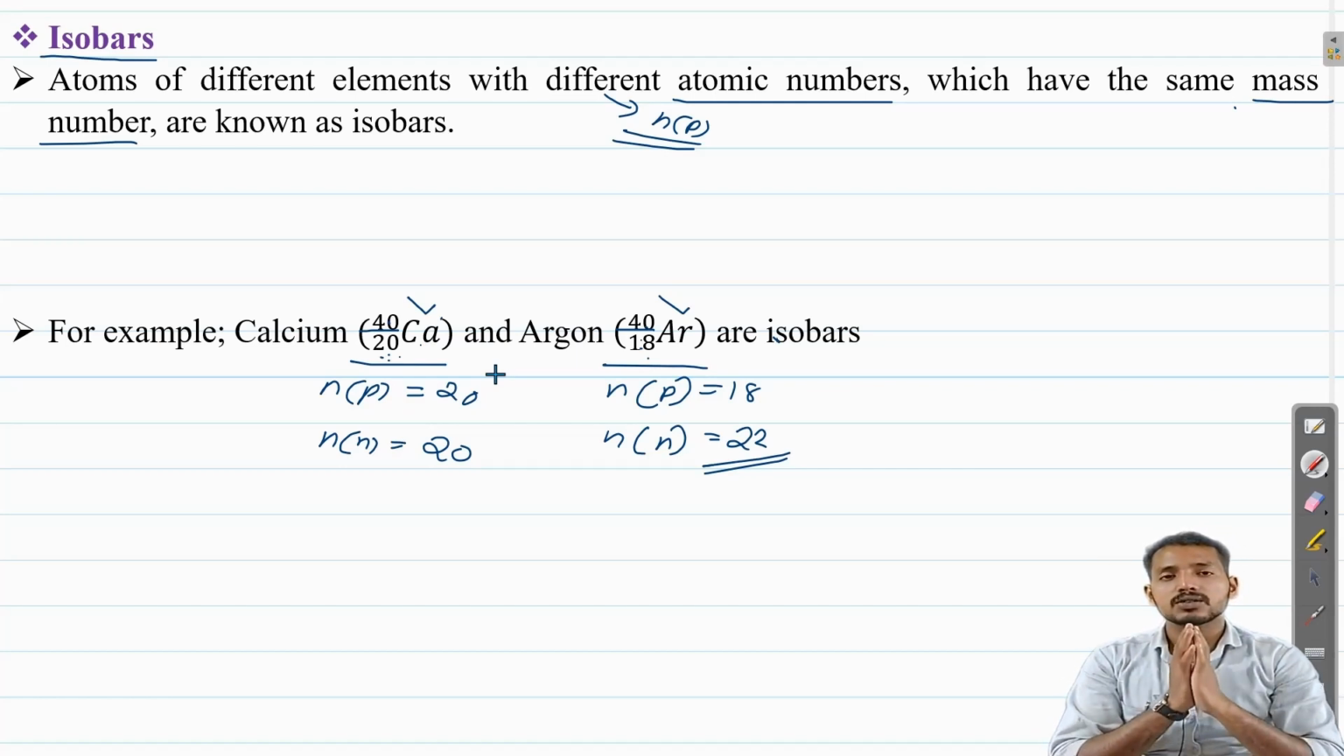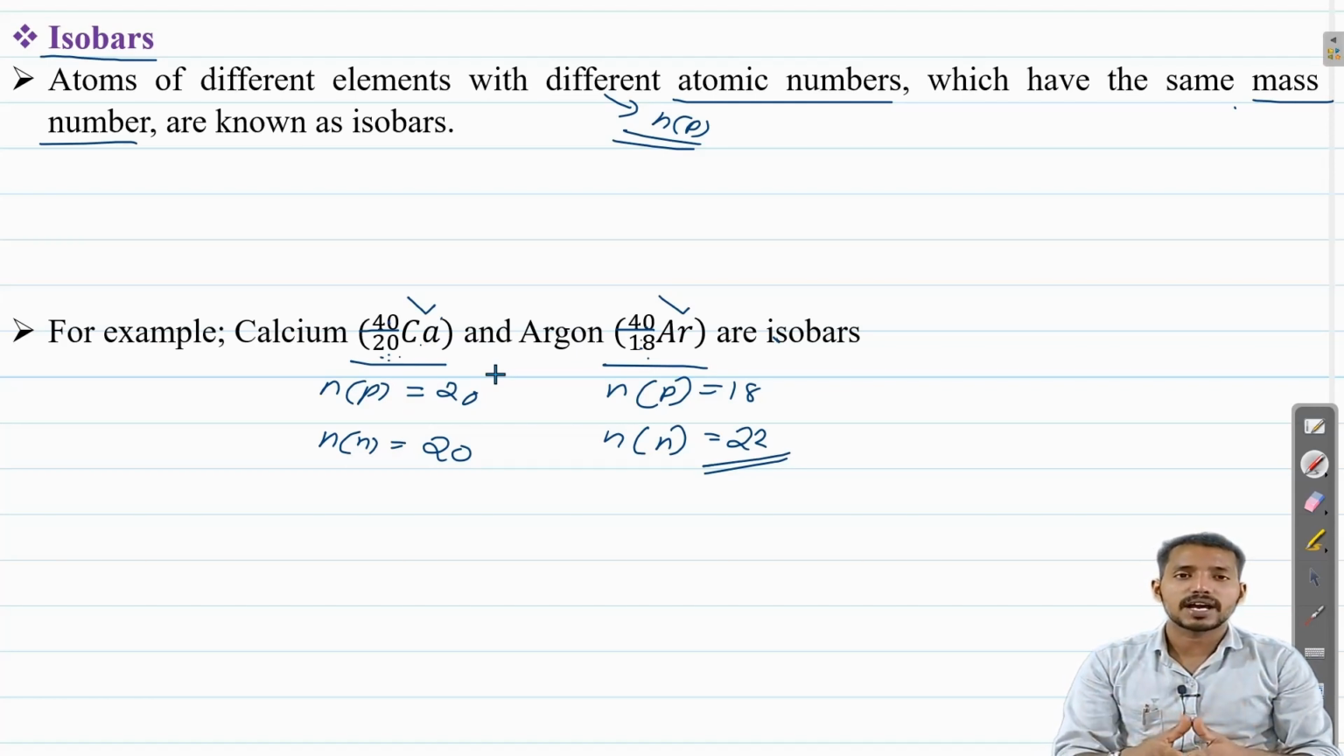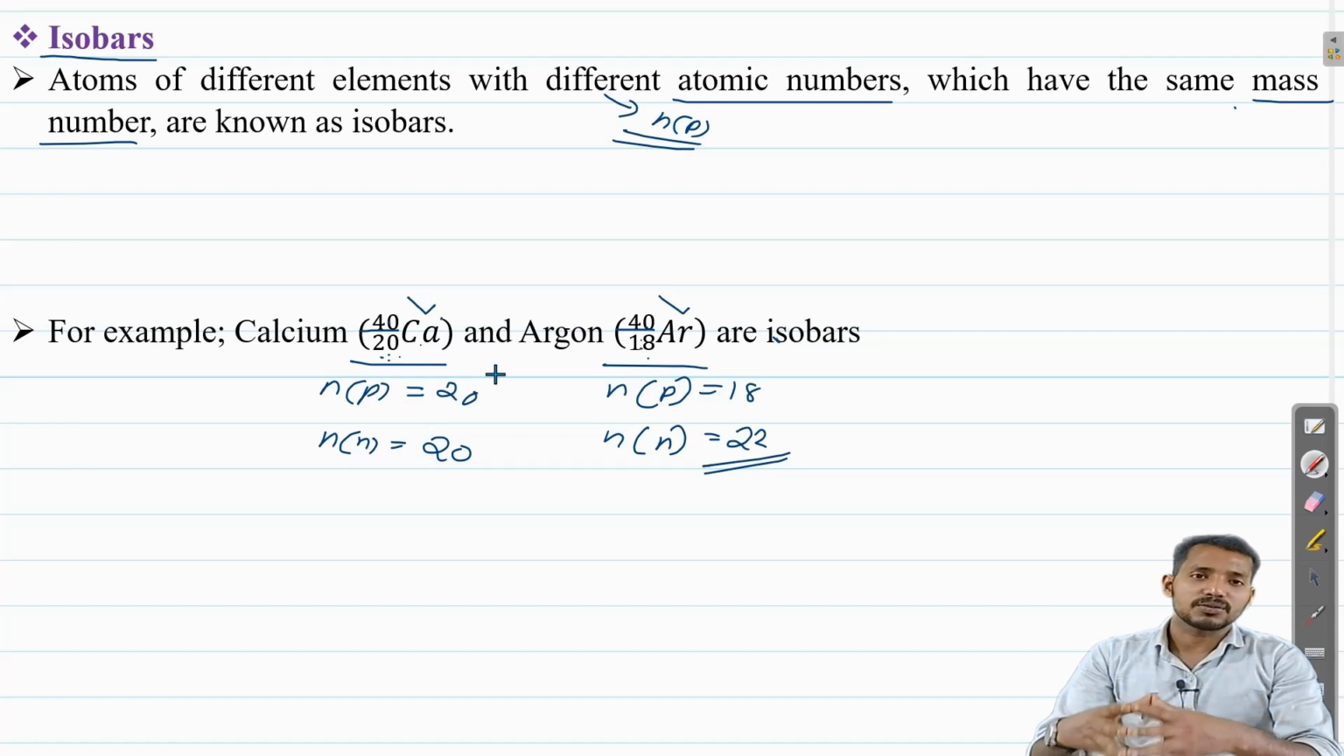So this is all about the different kinds of parameters as well as the types of atoms on the basis of the number of subatomic particles present in the nucleus. Here we are not counting the number of electrons to classify or to find the atomic number or mass number.